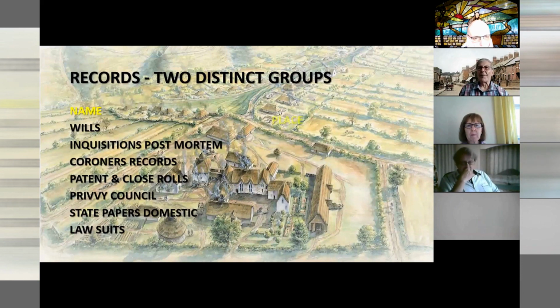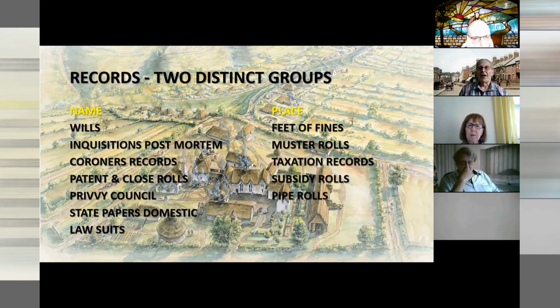The other group is by place. So you have something called a feet of fines, you have muster rolls, you have taxation records, you have subsidy rolls, pipe rolls, and so on and so forth. And those are probably more familiar to you because you will start using those fairly early on in your research.